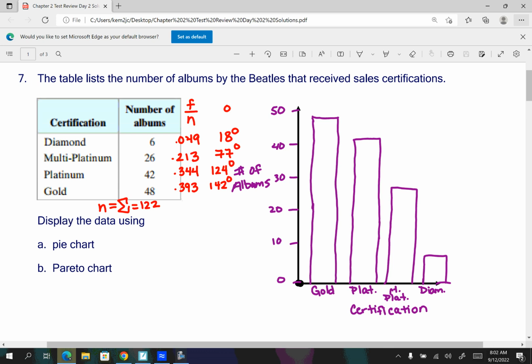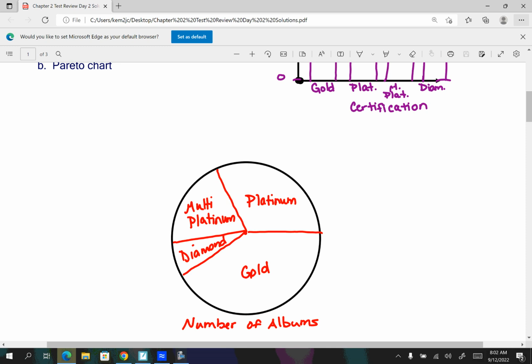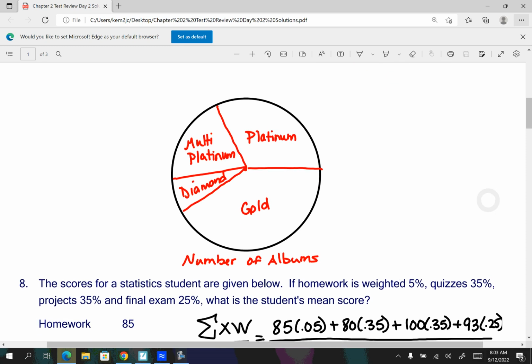All right, and then the pie chart at the bottom looks something like that. Your pie pieces don't have to be in exactly the same spot, but notice I labeled it again. I labeled each of the areas. They should be about the same size.